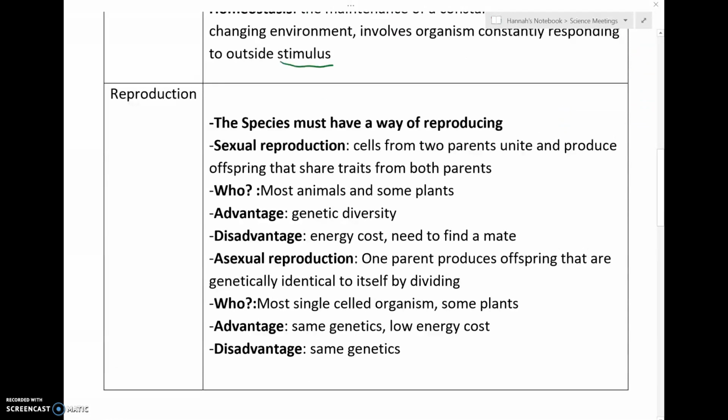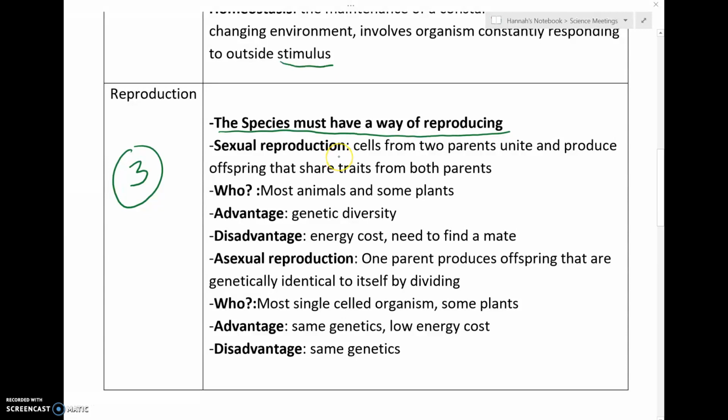Alright, the third characteristic that all living things share is that they all must reproduce, right? Every single species must have a way of reproducing. That's what sets living things apart from non-living things.